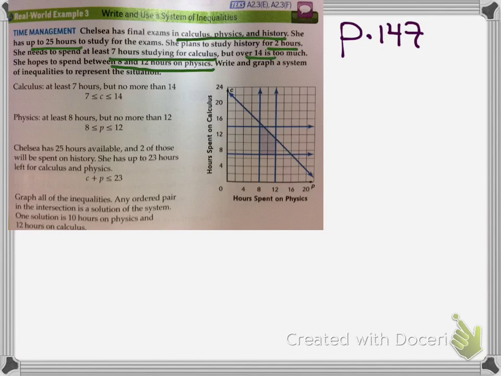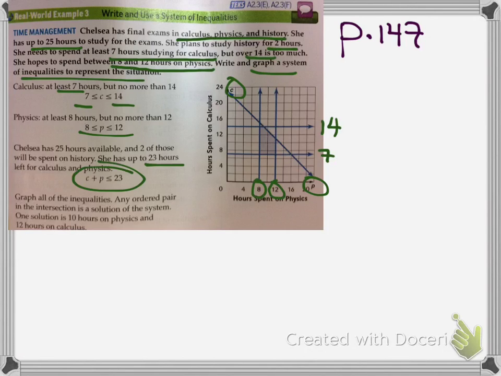So she says she's got to study for calculus at least 7 hours, but no more than 14. So you can see here she's got calculus 7 to 14, and notice how I have lines at both of those. And those are solid lines, just horizontal lines. Physics, which is down here, has got to be between 8 and 12. And so she's got that there. And then added together, she can only study 23 hours.